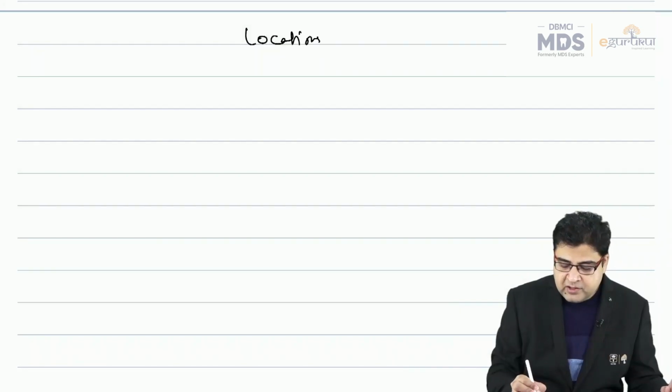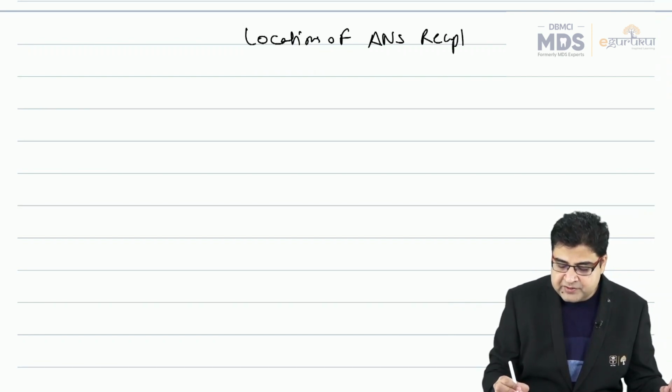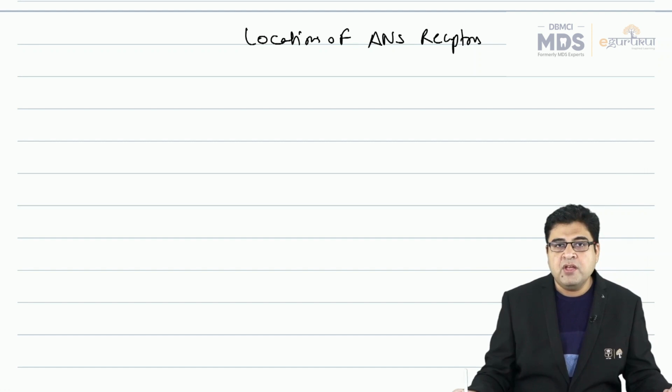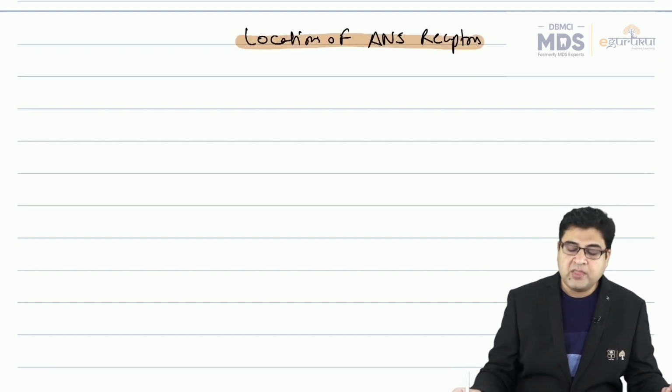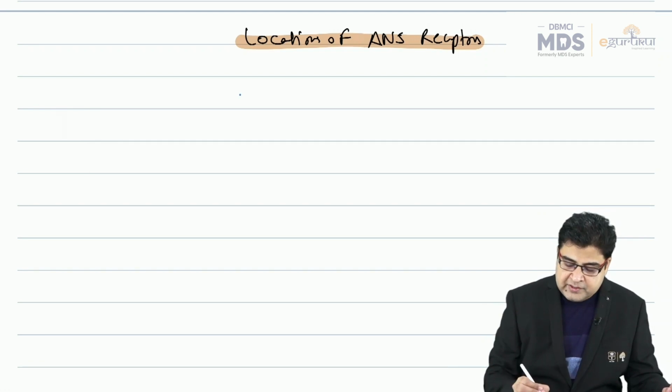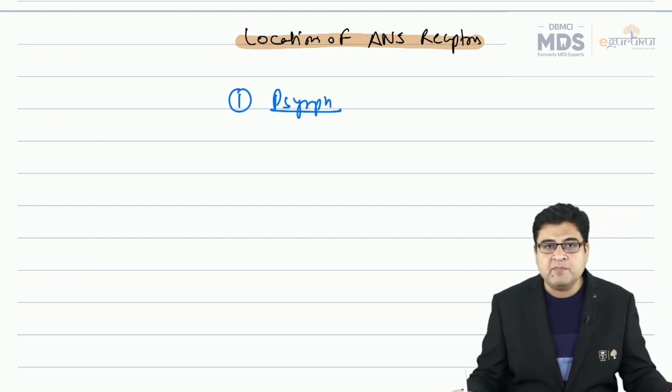So the next topic is the locations of autonomic nervous system receptors that we are going to discuss. Let's start with the first, that is the parasympathetic system. First of all, we'll discuss the parasympathetic system.